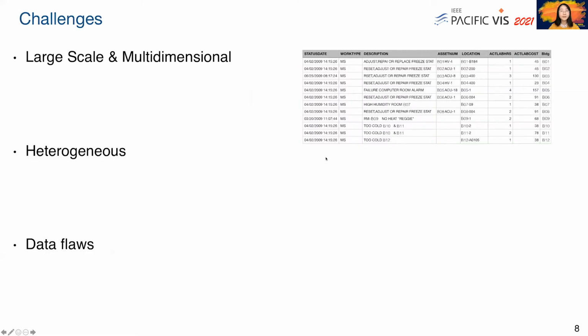So in summary, the 3 characteristics of the dataset bring about 3 major challenges for our project. They are the large scale and multi-dimensionality of the dataset, the heterogeneous nature of it, as well as the data flaws coming with them. So in the next several slides, I will show you how we come up with effective and intuitive ways to handle these 3 different challenges.